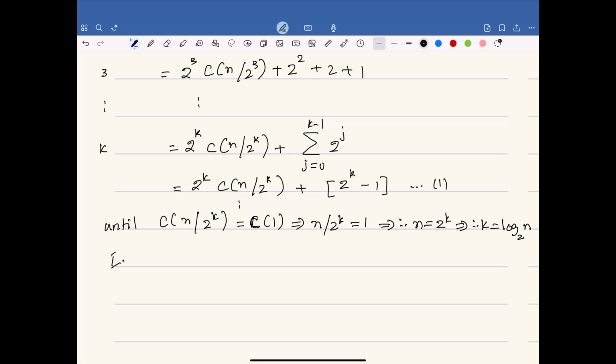Now substitute into equation 1. C(n) is equal to, now for 2 to the power of k, it is equal to n. So here we will have n C(1) plus, again for 2 to the power of k, it is equal to n, so we have n minus 1. And since C(1) is equal to 1, we have n plus n minus 1. We have 2n minus 1. And this belongs to big theta of n. So the efficiency class is linear.